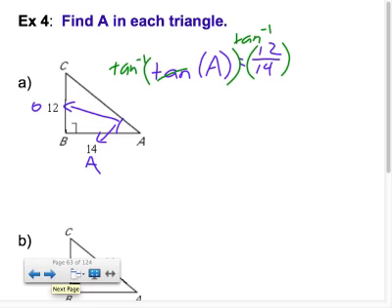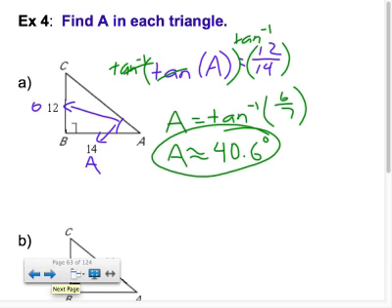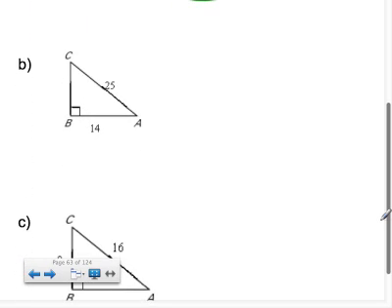And so when I do that, they cancel, so A is equal to the inverse tangent of 6 over 7. And so then again, you go to your calculator, inverse tan 6 over 7 equals, so A is roughly 40.6 degrees. All right. I'll take a look here at part B as well.